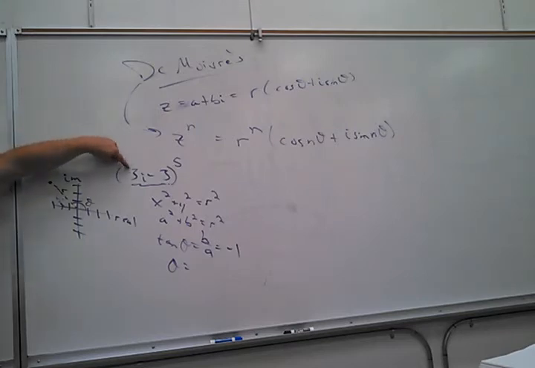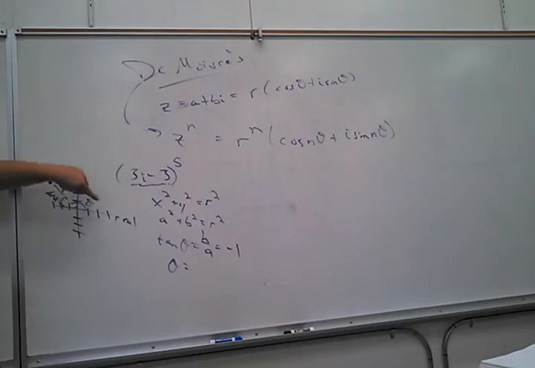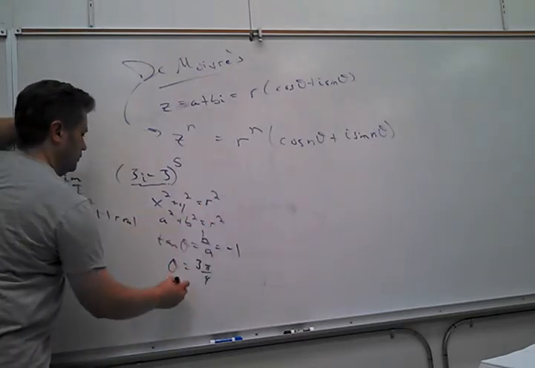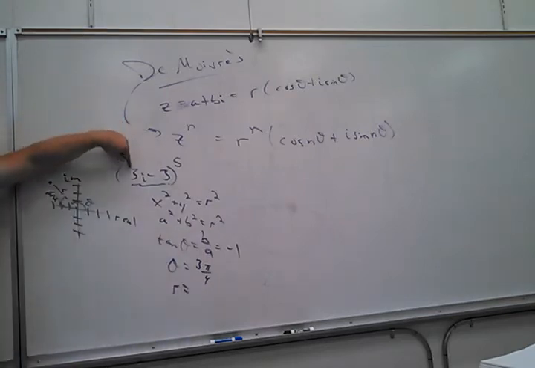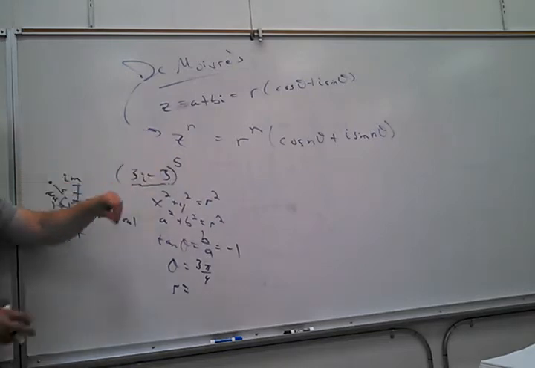Because I know this is in the second quadrant, right? So that should make sense. I want this to be pi over 4 as the reference. So then what's my angle? 3 pi over 4. Cool. And what's my radius? 3 squared plus 3 squared, the square root of 18, which is 3 root 2.